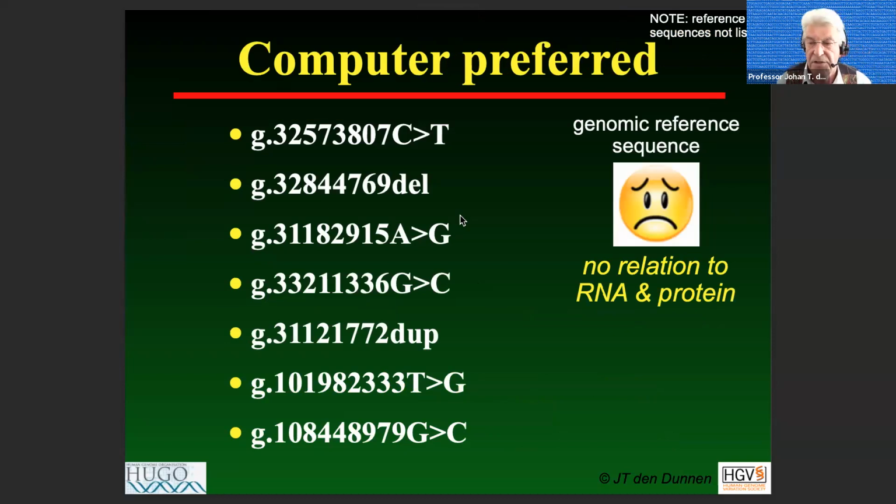Another problem is that computer-preferred descriptions of variants, look at what comes from NGS software, are genomic descriptions, so based on a chromosomal reference sequence. The problem is that those descriptions always go into the multi-millions, and you have no clue where on the chromosome it is: is it in a gene, is it not in a gene, is it coding or non-coding?